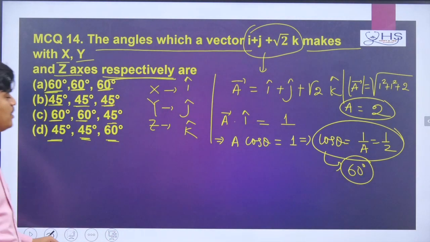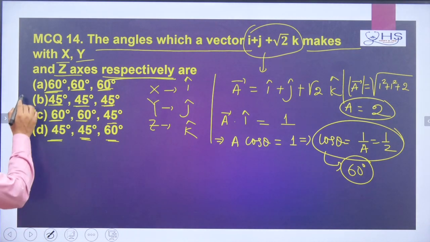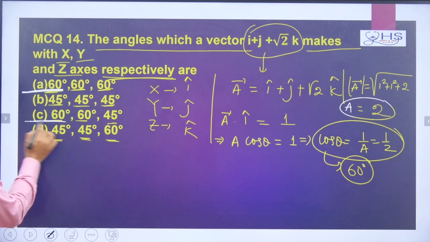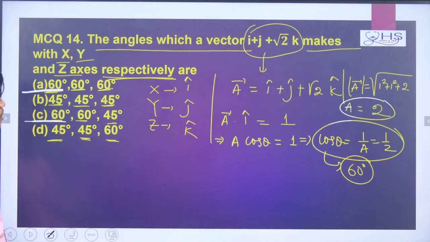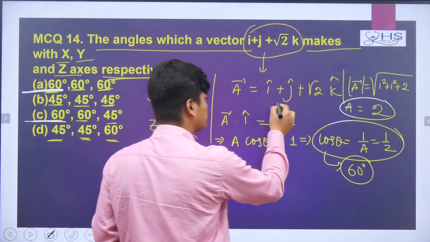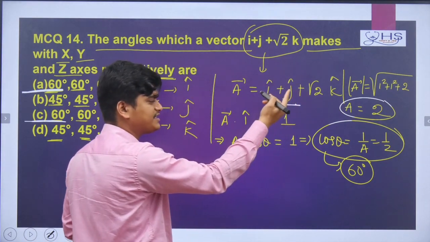So the angle made by A vector with the X axis is nothing but how much? 60 degree. But in 60 degree you see there are two options, A option also, C option also. So definitely we have to check about j. You see j also is normally the same, only 1 j is there.